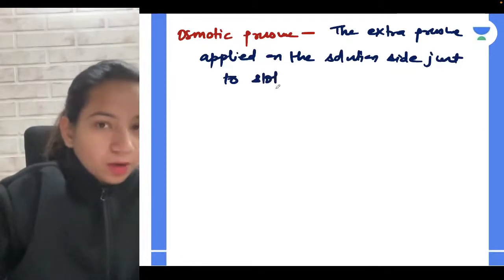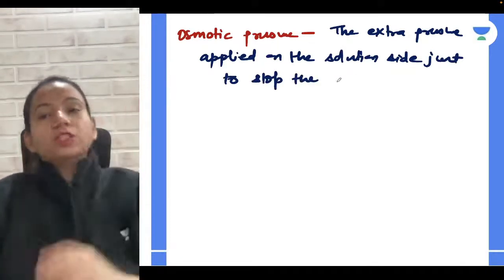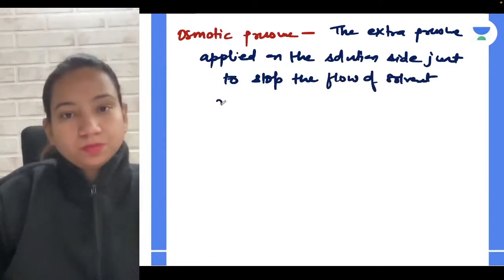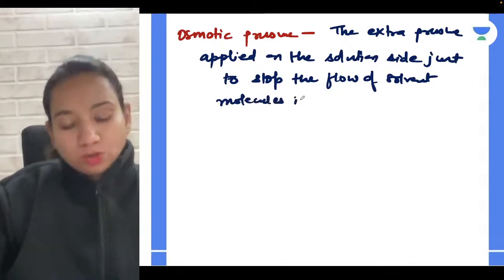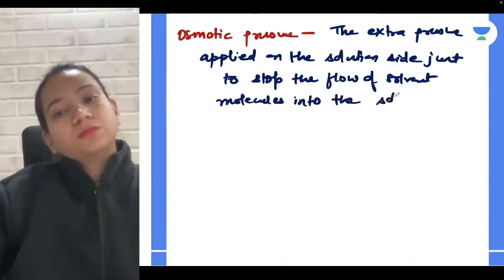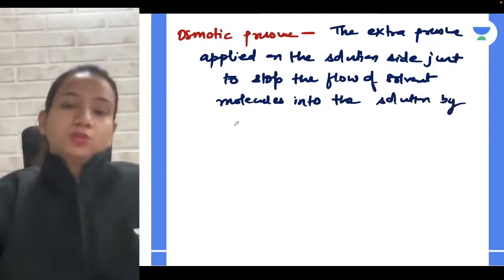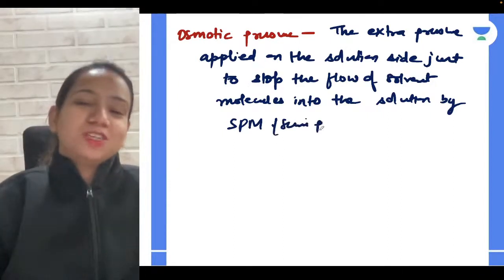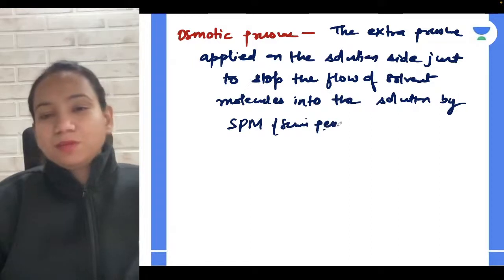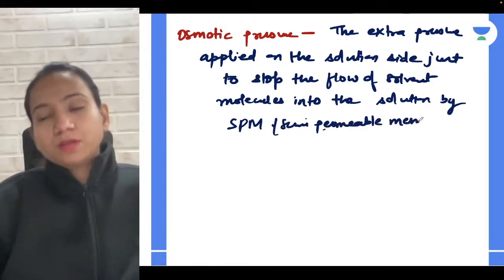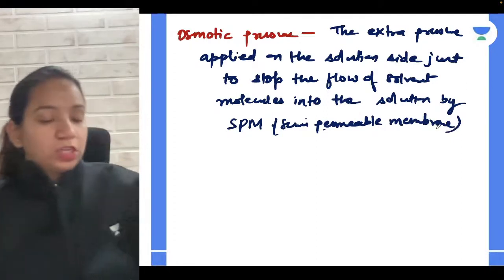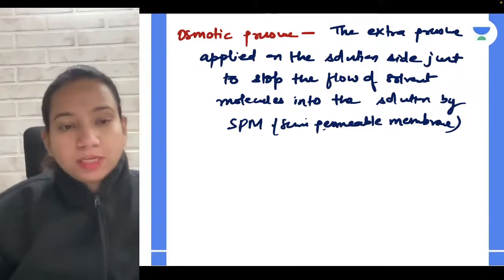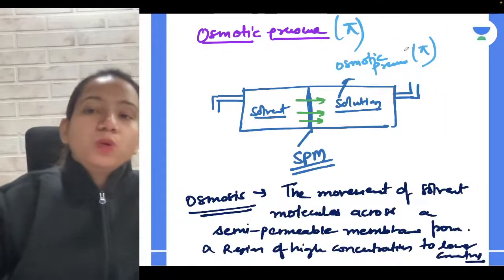just to stop the flow of solvent molecules into the solution by SPM. SPM means what? Semi-permeable membrane, okay? Semi-permeable membrane means the one which allows only a few things to pass through it. That is called osmotic pressure. So basically we'll be applying it on the solution side, by which we will be stopping this flow.